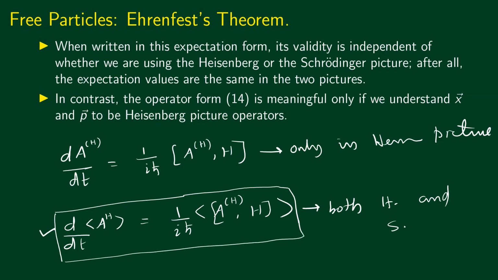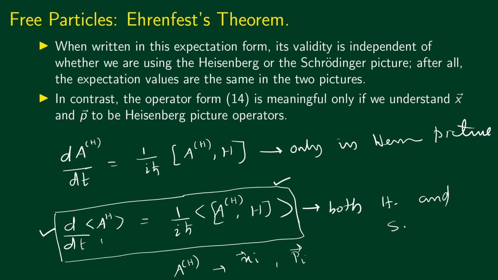This is valid in both Heisenberg and Schrodinger pictures. And the Ehrenfest theorem that we saw just now is actually a special case of this equation. It's a special case where A_H, the Heisenberg picture operator, is either the position operator or the momentum operator. If we have the position operator or the momentum operator in here, then this statement is called the Ehrenfest theorem.